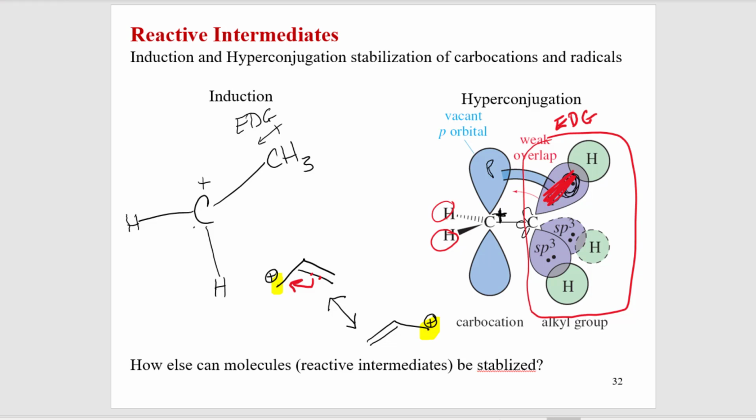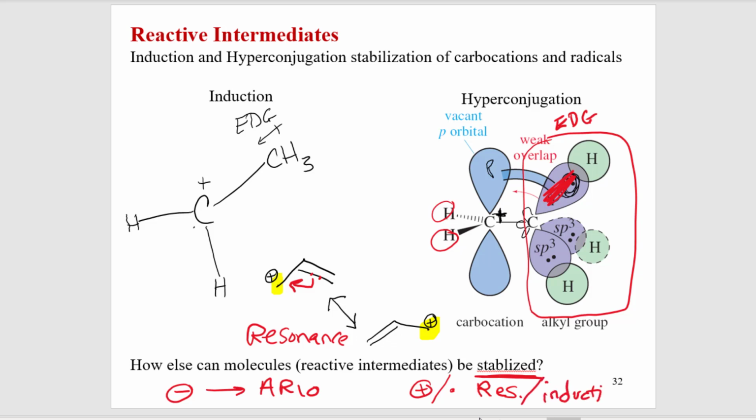How else can molecules, reactive intermediates, be stabilized? Well, we already talked about that. Resonance is a big one. Resonance and inductive effects are huge. If your intermediate is negative, use ARIO to figure out stability of that negative charge. If your intermediate is positive or a radical, consider resonance first, because having your friend actually give you electrons is really good. And then you can consider hyperconjugation or inductive effects.